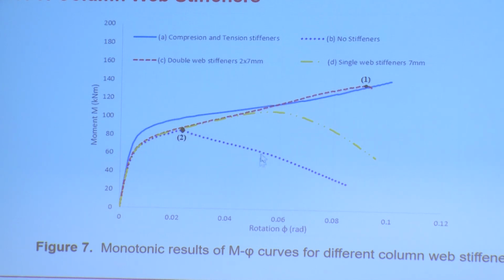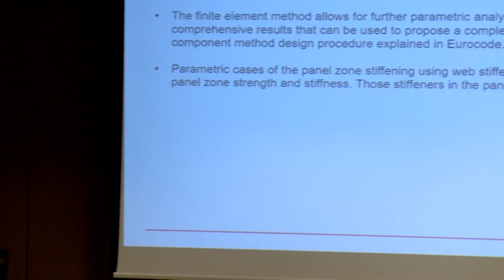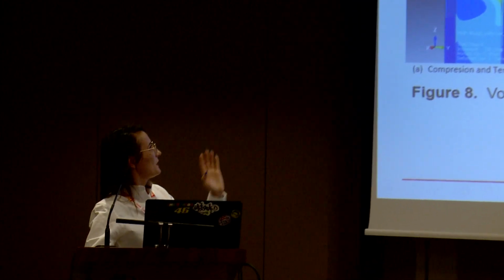This one, in comparison with no column web stiffeners, has a little bit larger moment capacity than this, and the last one, with no column web stiffeners, is the weakest joint component in this joint configuration. Here and here are the failure modes for the 4 parametric study that I conducted.